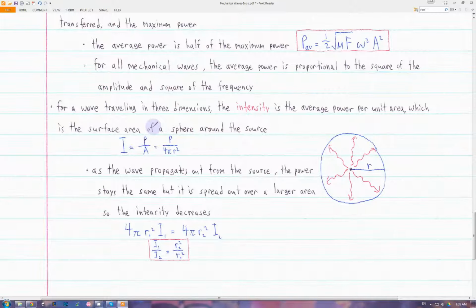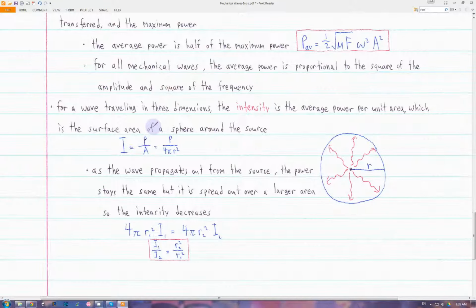So the power of a wave as it travels stays the same. But if a wave is traveling in 3 dimensions, then the power is going to be spread out over a larger area as it travels outwards. So we can define the intensity as the average power divided by the area. For a wave traveling in 3 dimensions, that area would be the surface area of a sphere around the source where the wave started from.